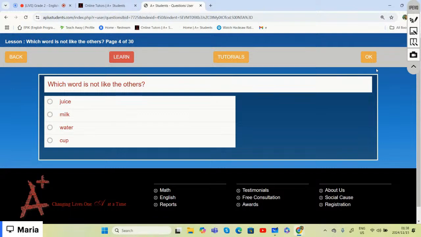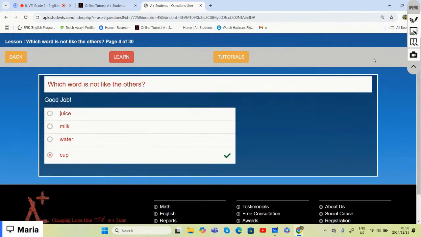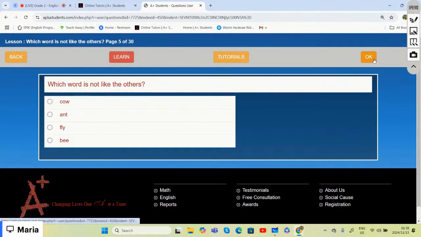So here we have juice. Oh yes, we said cup, right? Because juice, milk, and water, they go together. It is more something liquidy form. But then a cup is nothing to do with something to drink. It's nothing to do with liquid. We pour the liquid in the cup and then drink it.